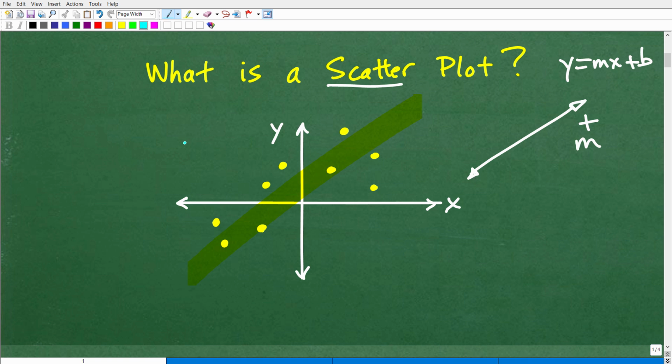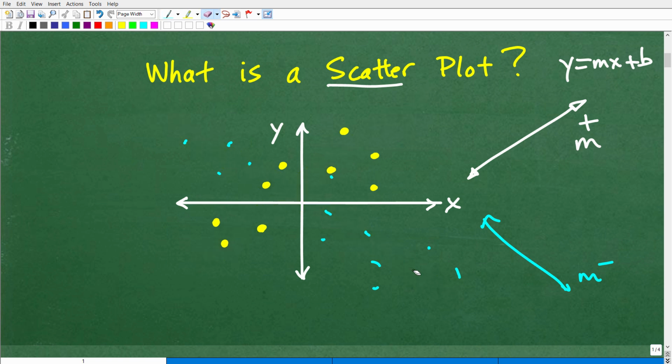So what about this situation, what if you had a plot that was kind of like this? Hopefully you say, well, it looks like the trend is this way, and you would be correct. So that is what we call a negative correlation. That scatter plot has a negative correlation. This one here has a positive correlation.